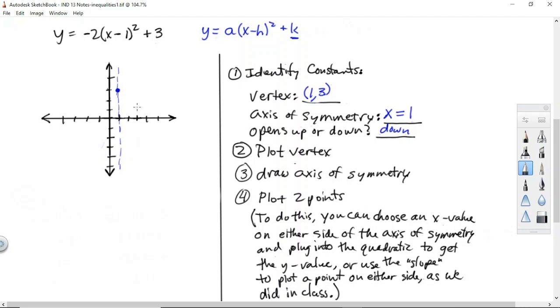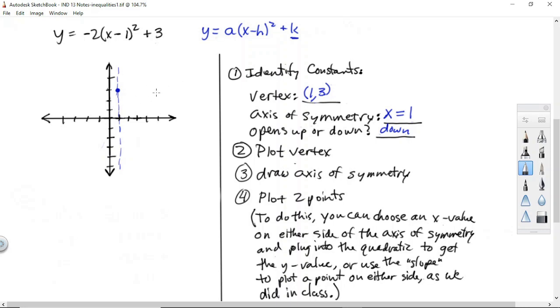Now we did this using a very quick method, using this a as the slope, we called it. And that's one way to do it. Otherwise, you can also choose an x value on either side of the axis of symmetry and plug that into the quadratic to get the y value, and then plot those points, one on each side. That's really what the thing we do with a accomplishes. So let's do that first, and then we'll look at plotting the points.